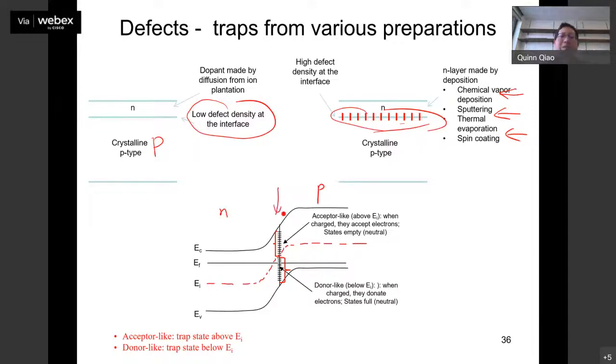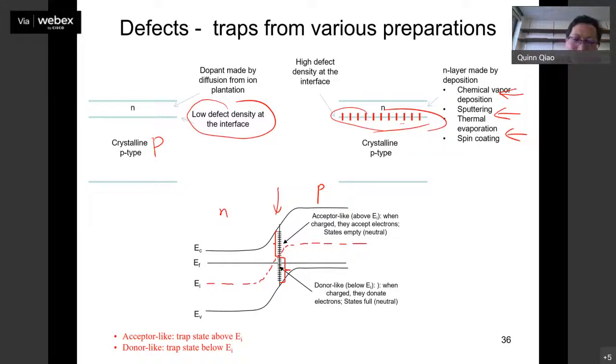The interface is between the two materials, where they contact each other. That's the interface, and there are a lot of defects at the interface. Now I would like to define a few terms here, typically for the interface defect.